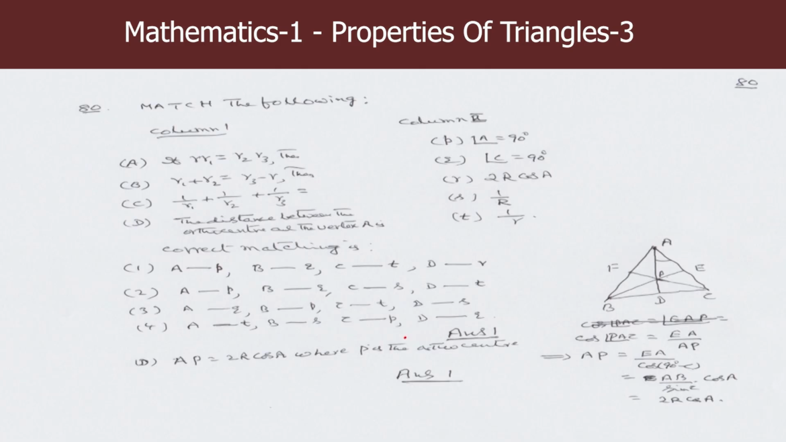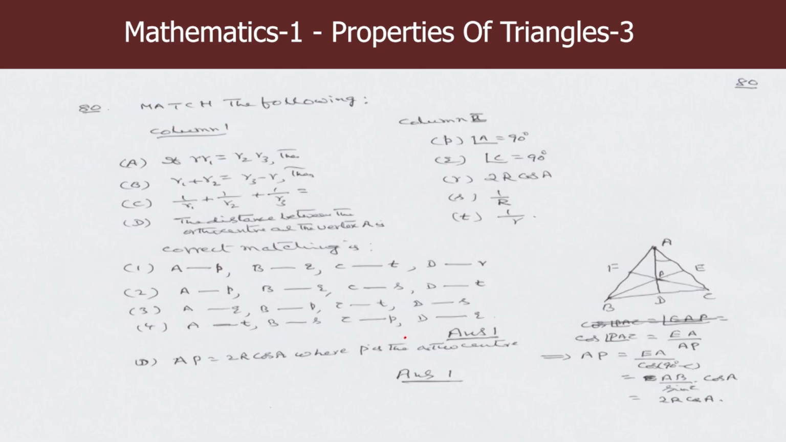P is the orthocenter, and cos of angle PAC is equal to EA by AP. If you see the triangle APE, that means AP is equal to EA by cos(90 minus C), because in the triangle ACD, angle D is 90. So AP is equal to EA by cos(90 minus C), or AB by sin C into cos A, or that is simply 2R cos A.